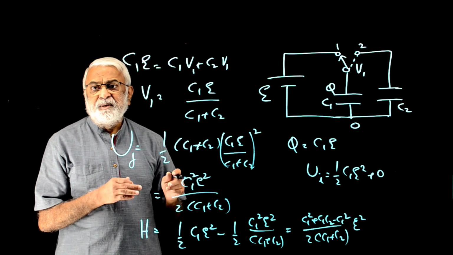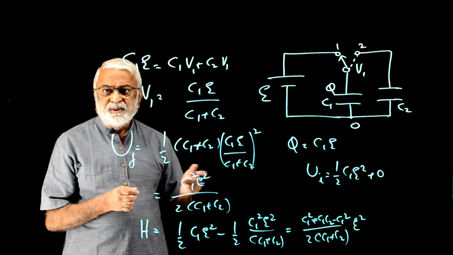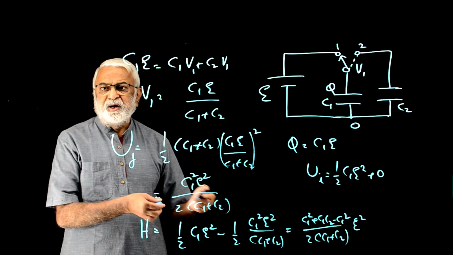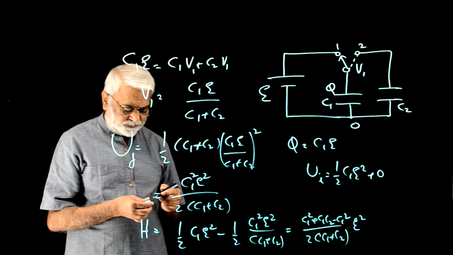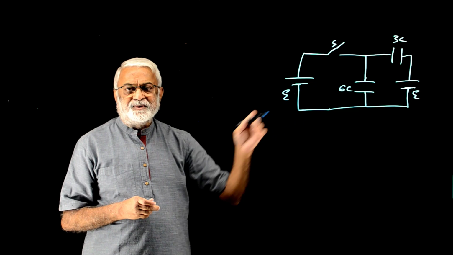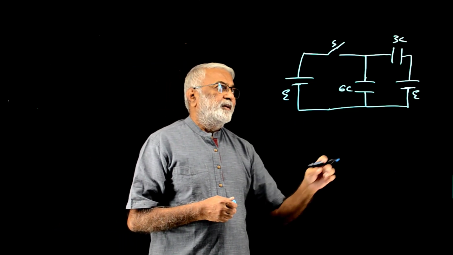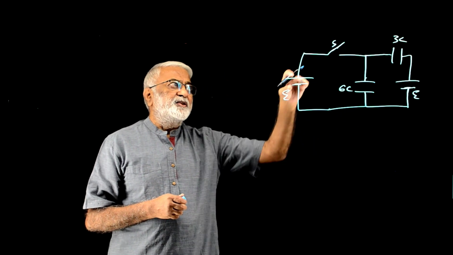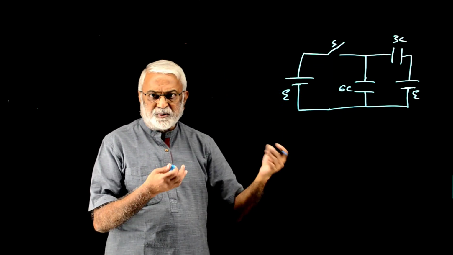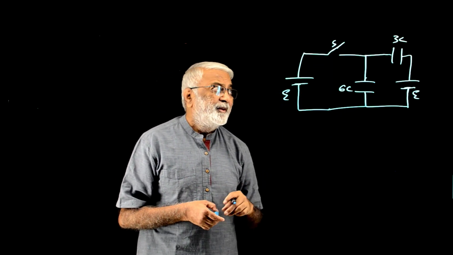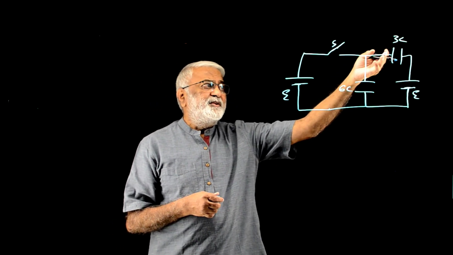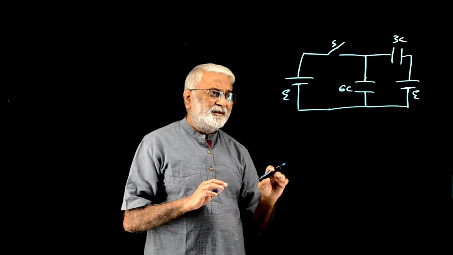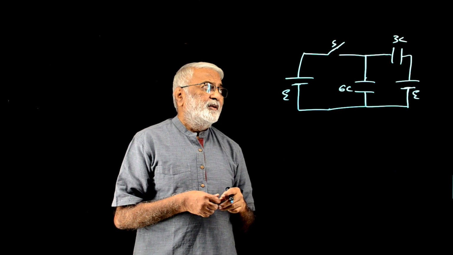So heat is invariably produced when the charge redistributes in the circuit. Our interest is to find how much heat is produced. We have a circuit like this. Our interest is to find what happens when the switch is closed, how much heat is produced in the circuit. For convenience, we've used values of 3C and 6C to make it easy for us.